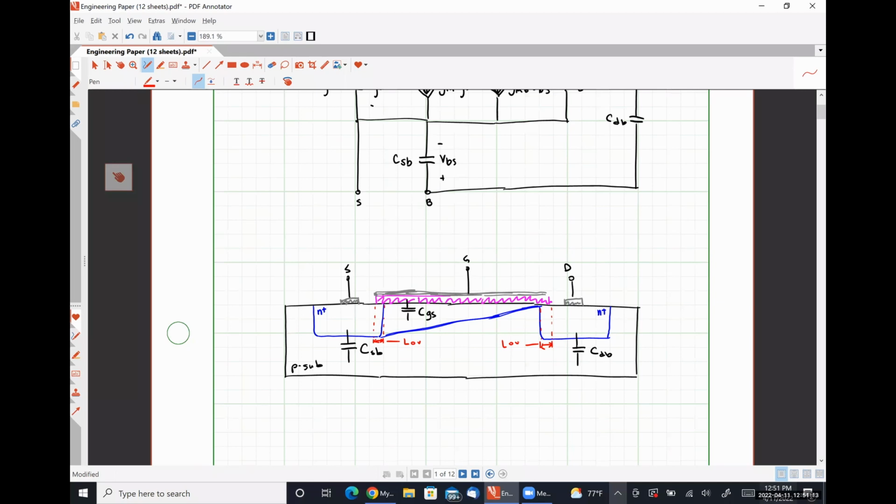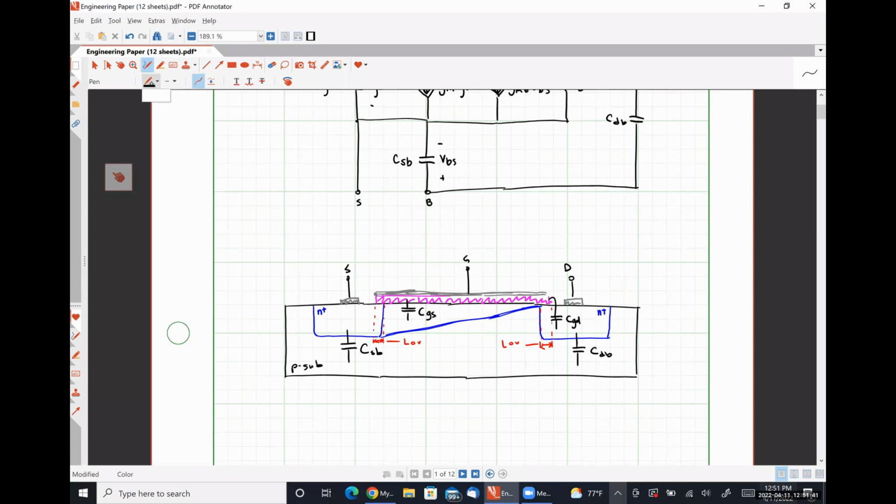So that overlap actually causes a small capacitance CGD, and there's one on the other side as well that we're going to lump into CGS momentarily. Okay.